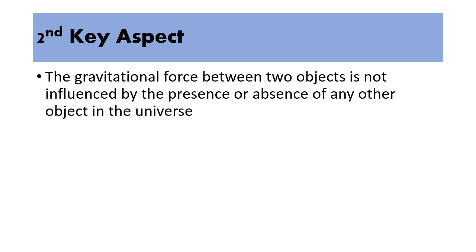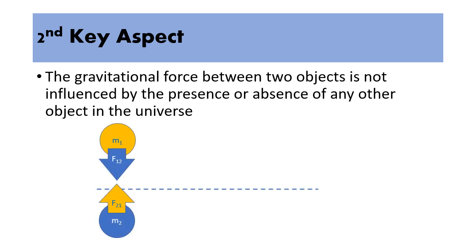Another key aspect is the following. The gravitational force between two objects is not influenced by the presence or absence of any other object in the universe. With just two objects, the same behavior is seen as before.